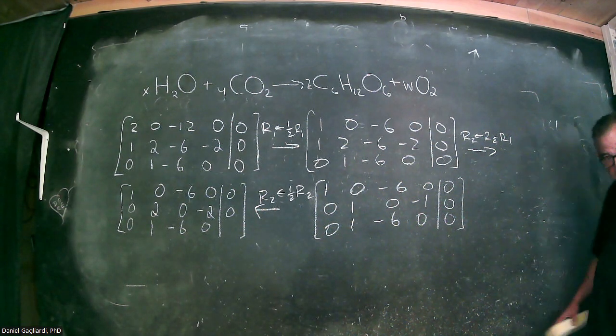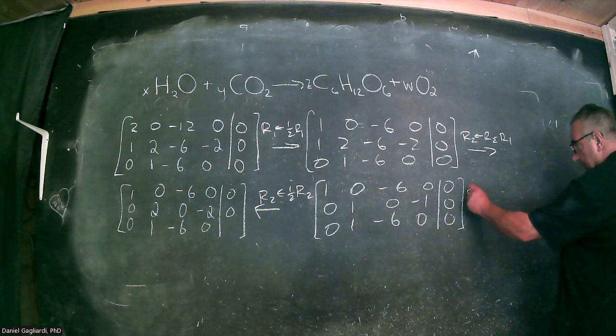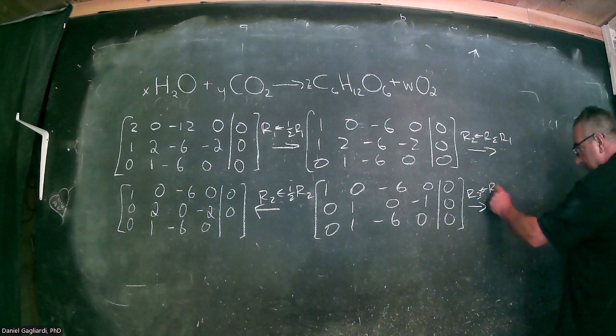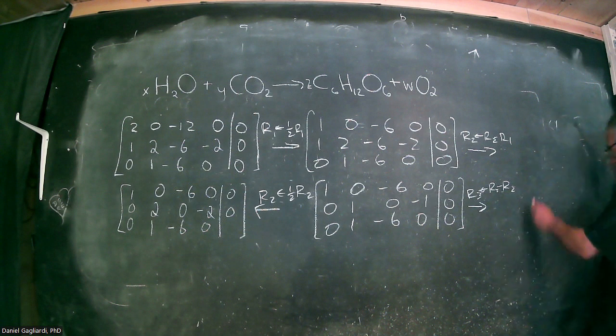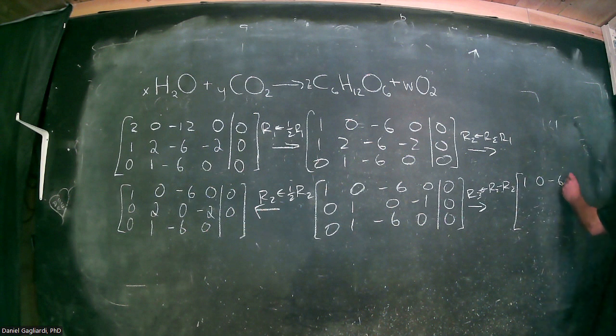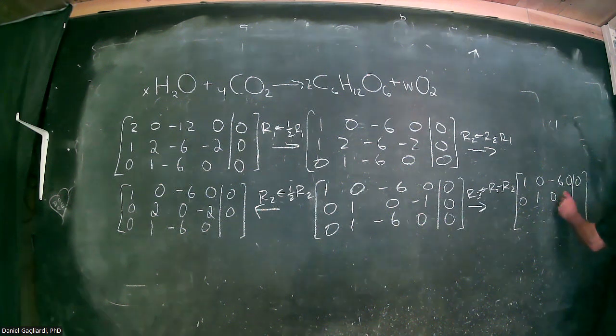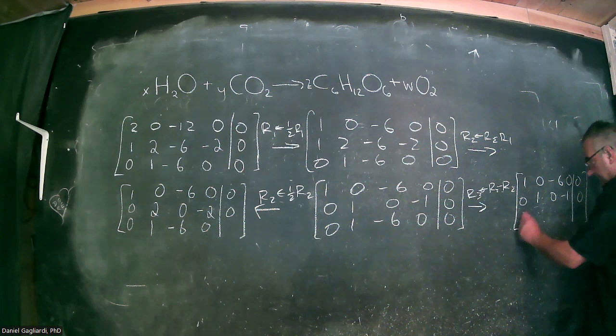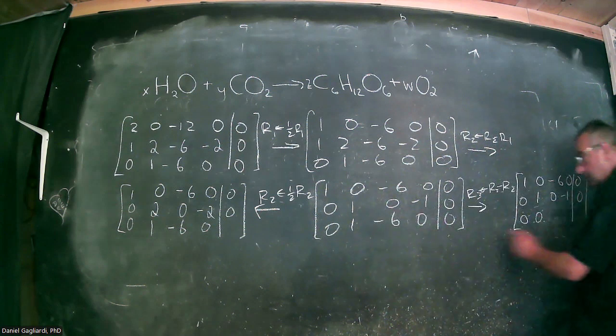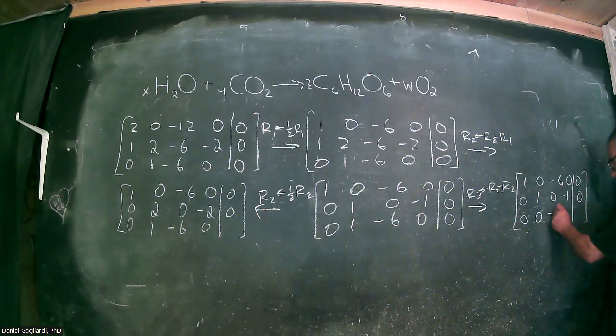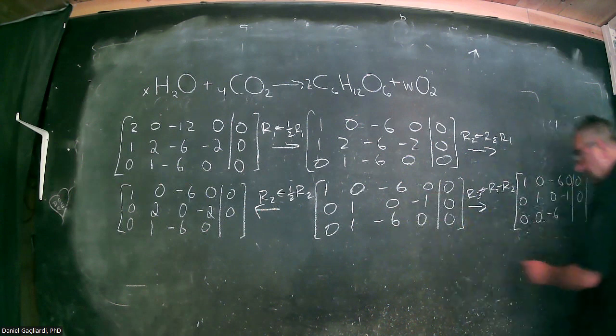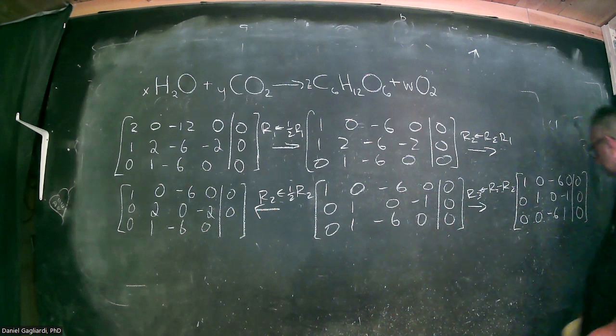All right, let's see if I have space here. I have space here. Row 3 gets replaced with row 3 minus row 2. Okay, so what do we have? We have row 1 stays intact, 0, 0. All right, row 2 stays intact, 0, 1, 0, -1, 0. But row 3 becomes 0 minus 0 is 0. 1 minus 1 is 0. -6 minus 0 is -6. And 0 minus a negative 1 is 1. And we get a 0.